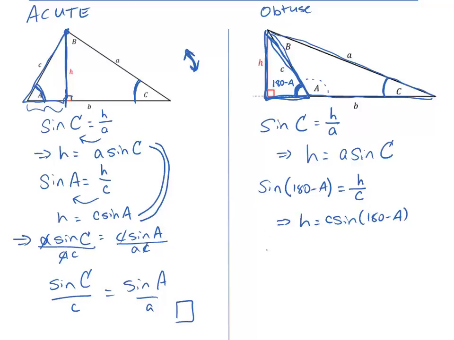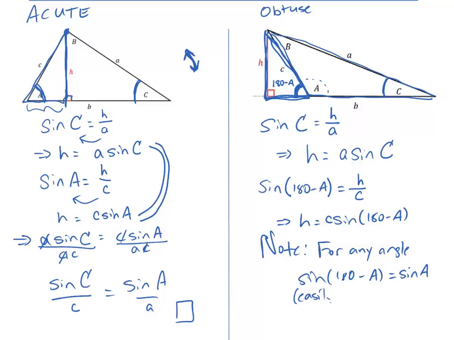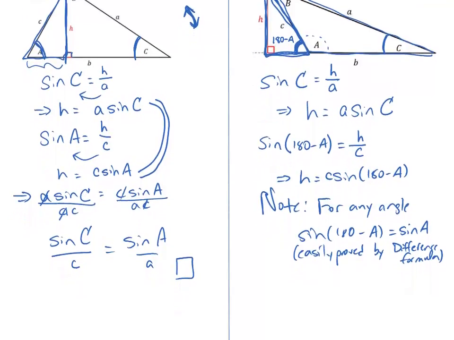But here's the trick. Note, for any angle, sine of 180 minus an angle is the same as the sine of that angle. That's easily proved by the difference formula, and I think we've actually proved that in a previous lecture.